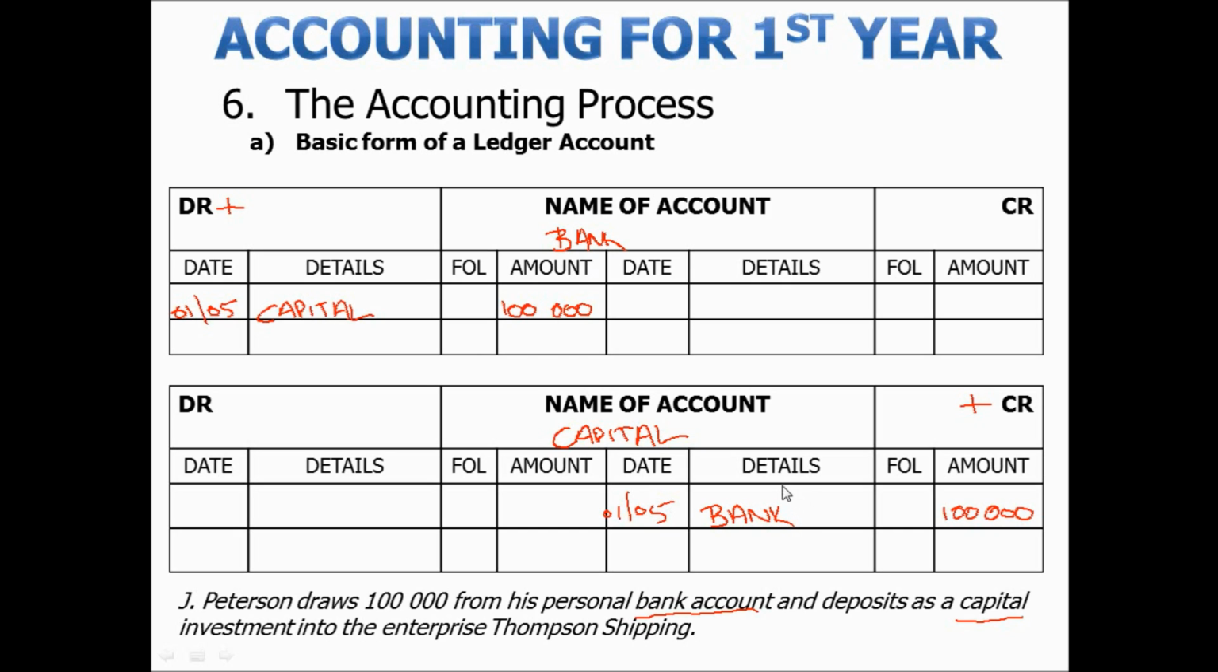Then we need to remember to indicate the folio number. We'll just use a fictitious number in this case. Let's call it number 1. So hopefully this will give you a better perspective of what a ledger account looks like once you've entered all the details on both sides, debit and credit.